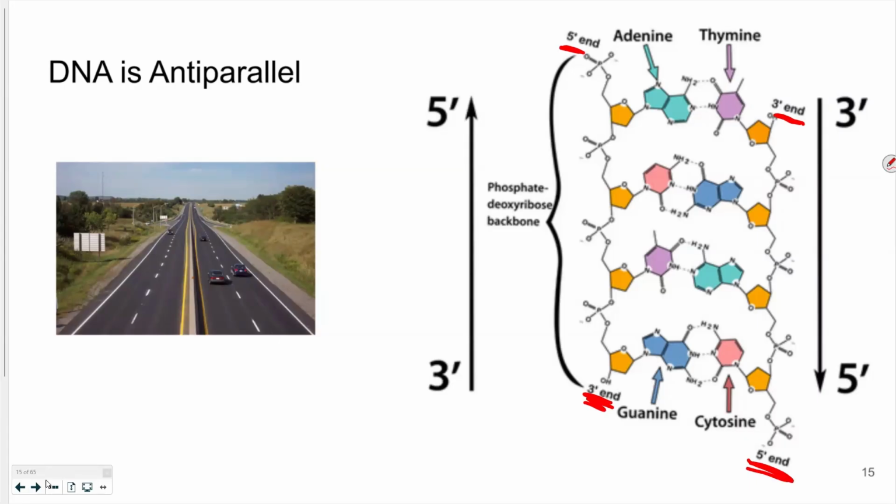This is just like I-17 that I drive on every day when I go to work. I need to get on the northbound lanes to drive to work. Then I take the southbound lanes when I head back home. The northbound lanes and the southbound lanes run alongside each other, meaning that they're parallel, but they head in opposite directions, meaning that they're anti-parallel. And so too are the 2 strands of the DNA molecule.